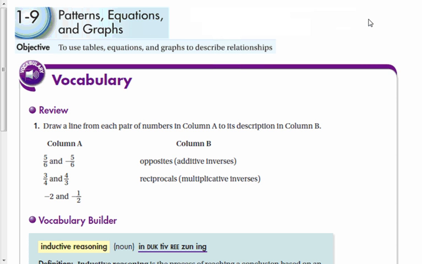Hey students, this is lesson 1-9, patterns, equations, and graphs. Our objective here is to use tables, equations, and graphs to describe relationships. Go ahead and do this vocab. You can check back with your answers.